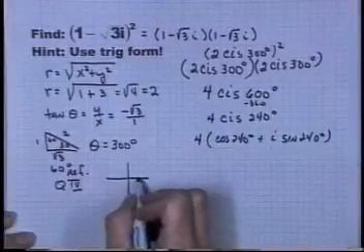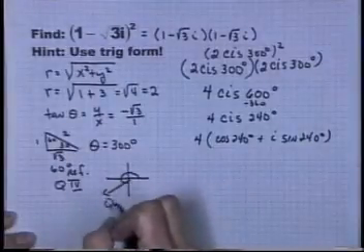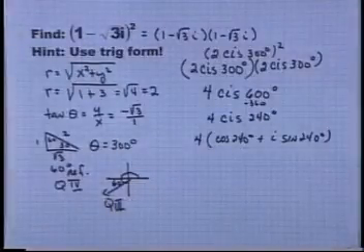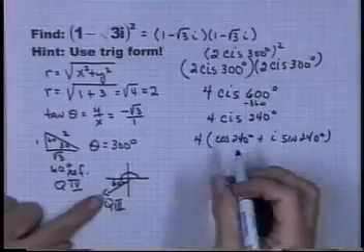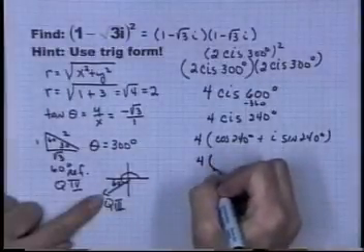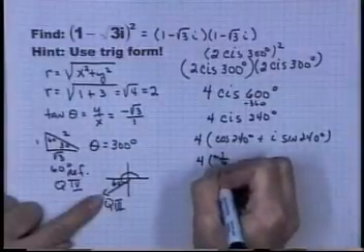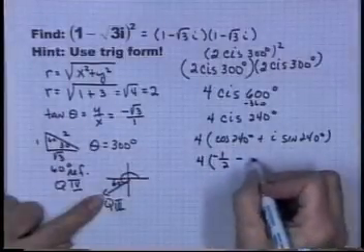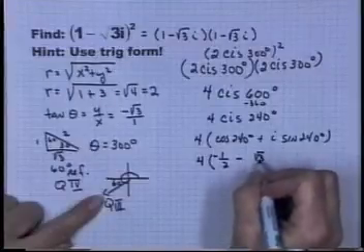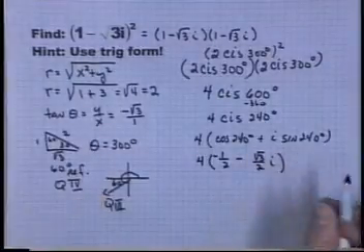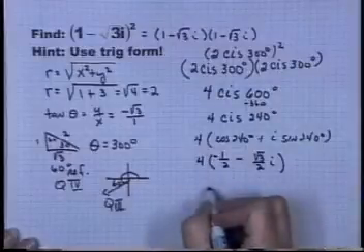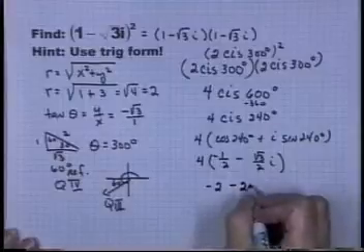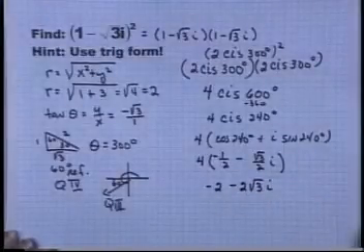Recall that 240 is going to put you over here in quadrant 3, and you have a 60 degree reference angle, don't you? So the cosine in quadrant 3 is negative, and the cosine of 60 degrees is 1/2, so 4 times negative 1/2. And since the sine is also negative, the sine is going to be square root 3 over 2 times i. Then we'll distribute our 4. 4 times negative 1/2 is negative 2. And then multiplying here, the 2's will cancel, minus 2 square root 3 i.